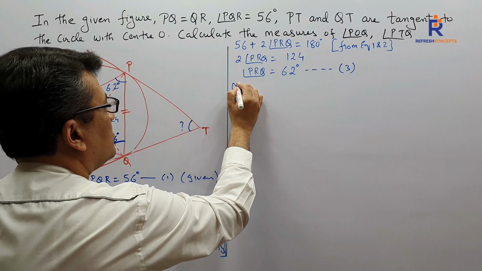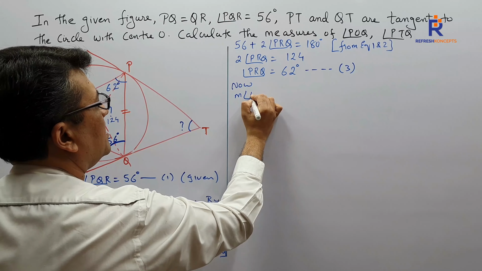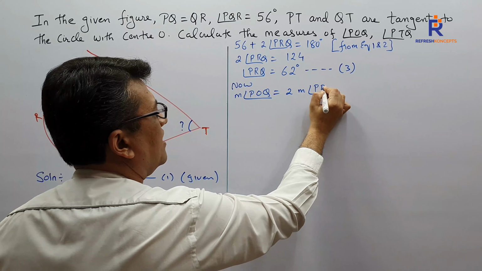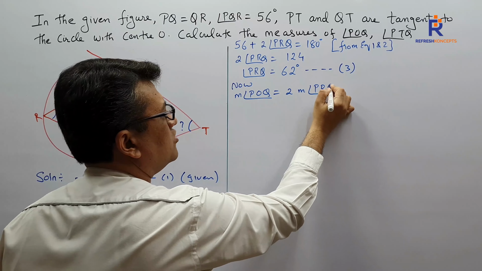So now, measure angle POQ is twice measure angle PRQ. One can say, either of the ways you can say, central angle is twice inscribed angle. Or you can say inscribed angle is half the central angle. Measure angle POQ is 2 times 62.